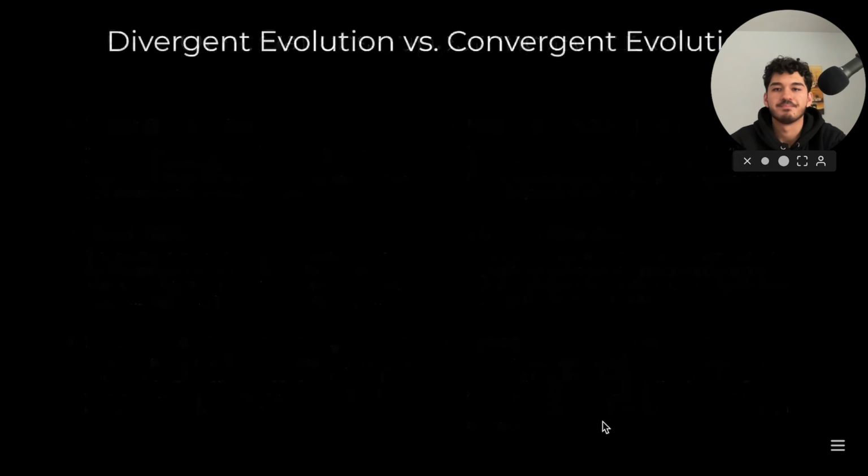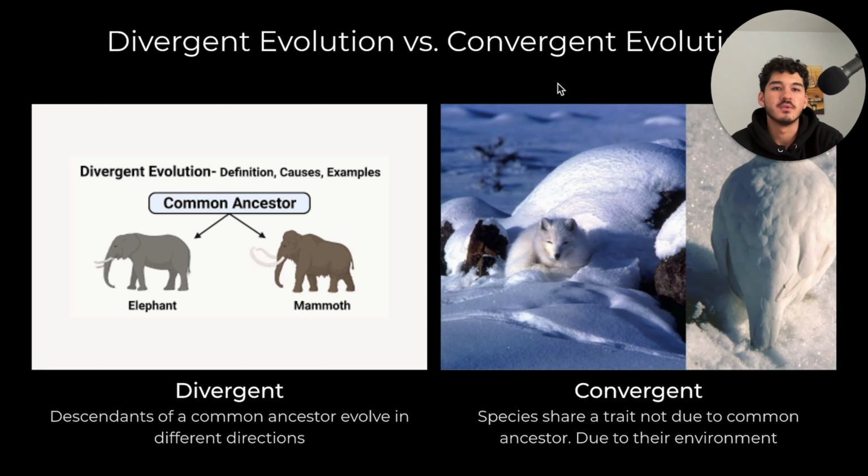Okay, so divergent evolution versus convergent evolution. I see this a lot on these types of bio exams, and it's very simple, honestly. So divergent evolution is just when a common ancestor, we don't really know this common ancestor, we just know it's a common ancestor. This basically means that in divergent evolution, the descendants of a common ancestor evolve in different directions.